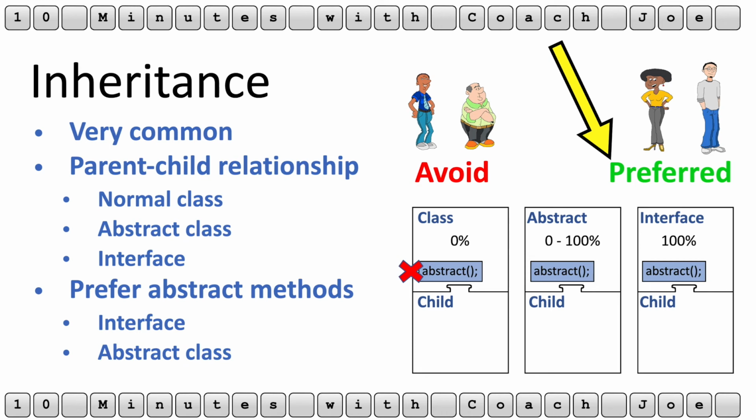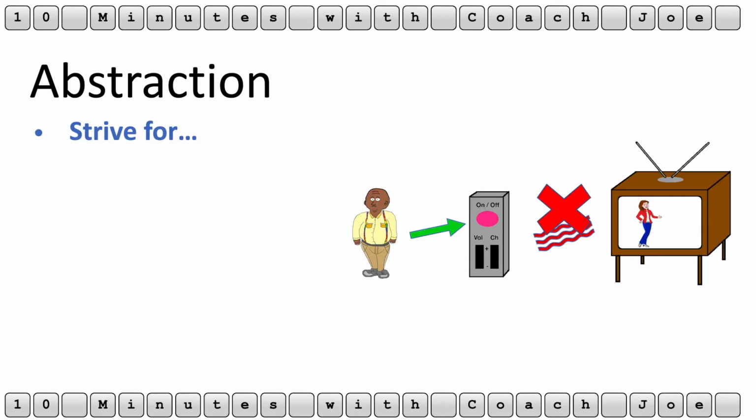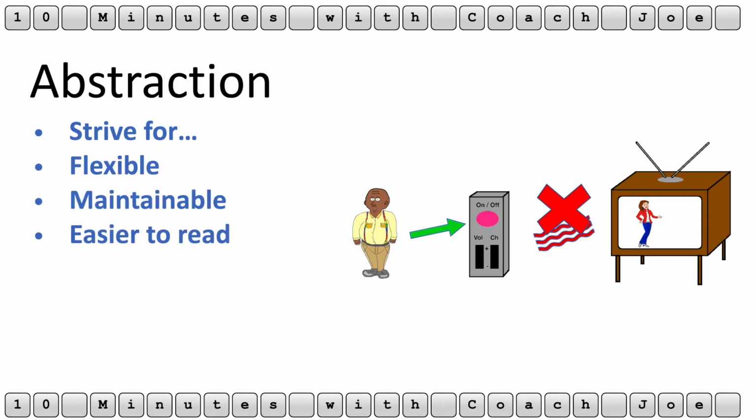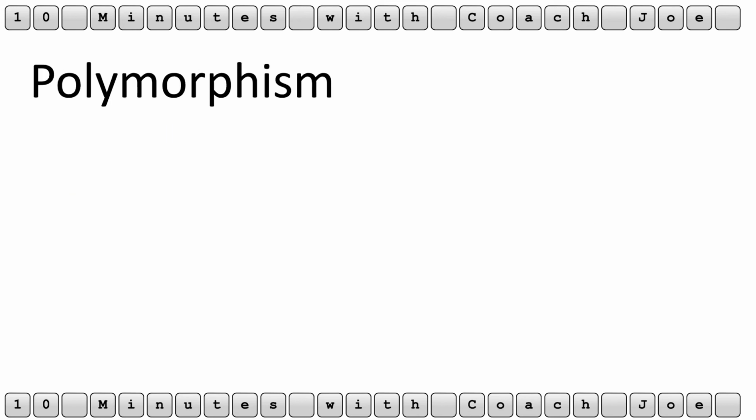Abstract class with many abstract methods and limited regular methods should be your next choice. Try to avoid making a normal class as your parent. Abstraction is something you should strive for in your design. It is possible to have a working program with no abstraction. With abstraction, your program will be more flexible, easier to maintain, and easier to read by other developers.